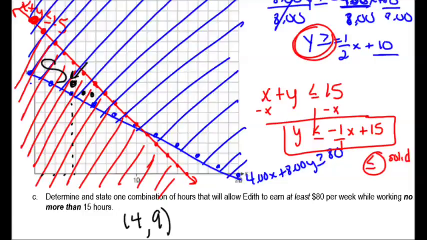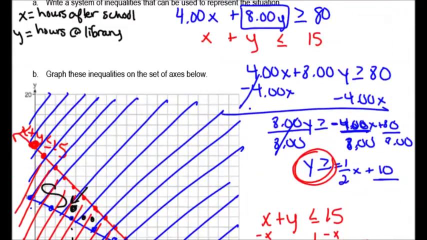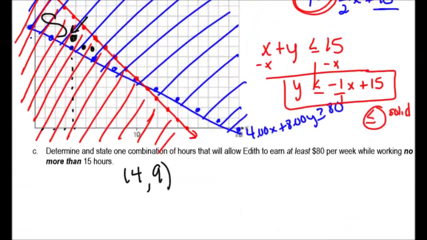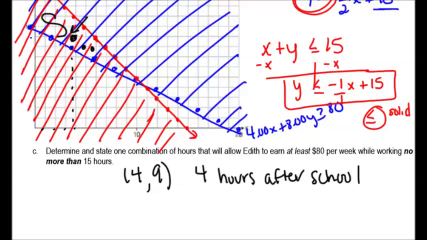Okay, so remember, let's go back up to the beginning. X is after school hours. So we can work 4 hours after school and work 9 hours at the library, and that will not exceed any of the rules that were given here. Edith will make at least $80, and will not work any more than 15 hours.